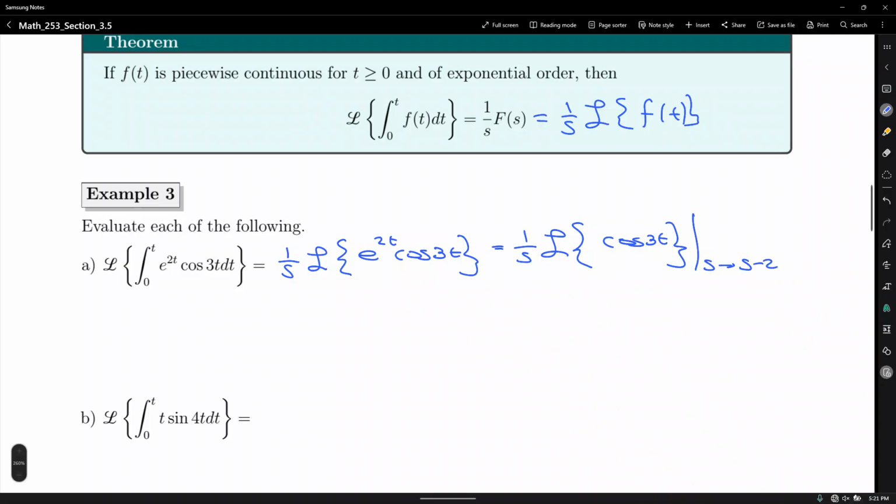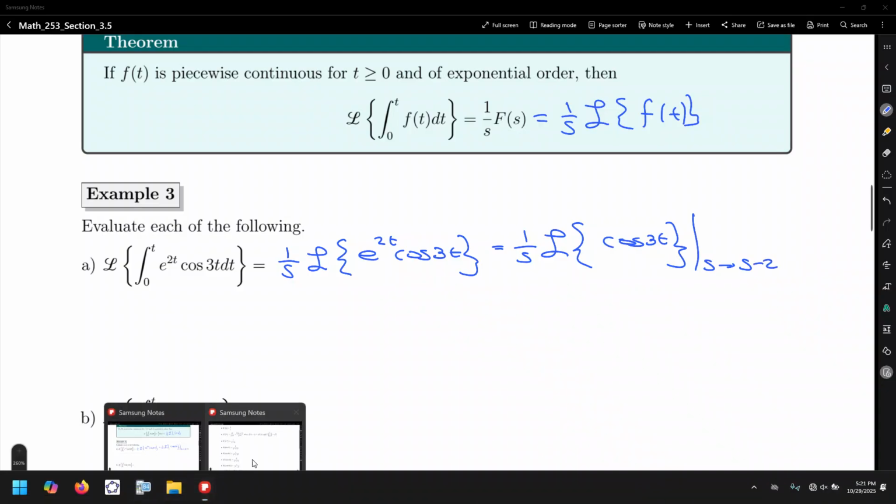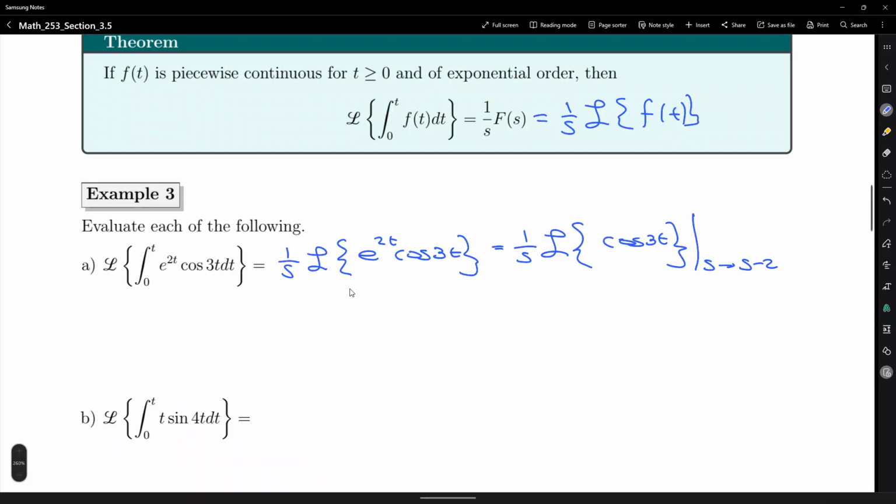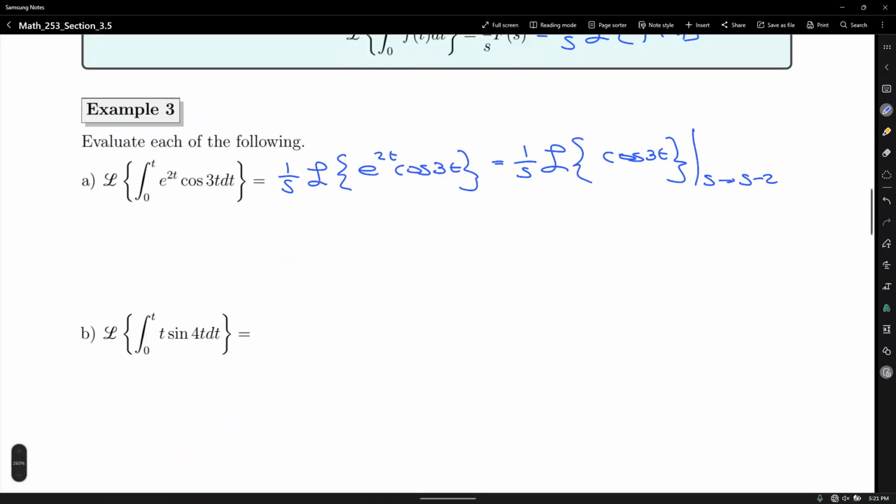Okay, the transform of cosine of 3t, if you refer to the formula sheet, is s over s squared plus k squared. So let me go back to the notes. That'll be equal to 1 over s times s over s squared plus 9, whatever we get, evaluated at s minus 2. Okay? Hey, what happens here? Check.